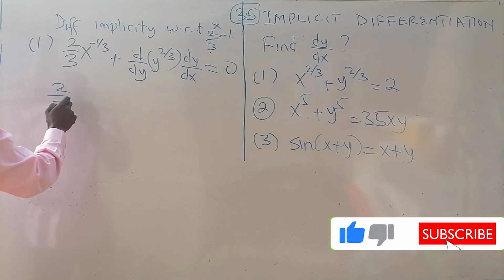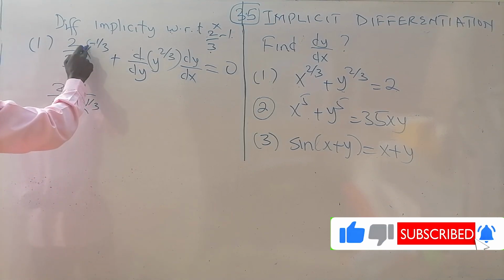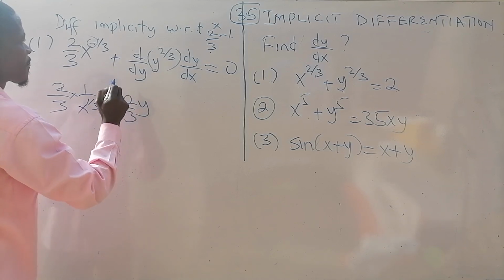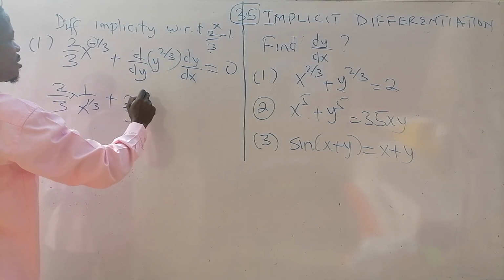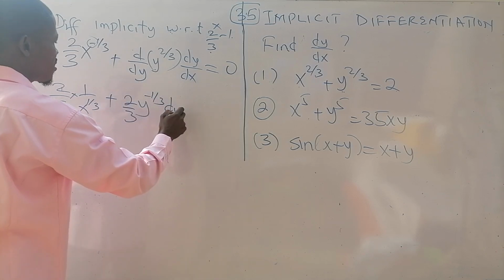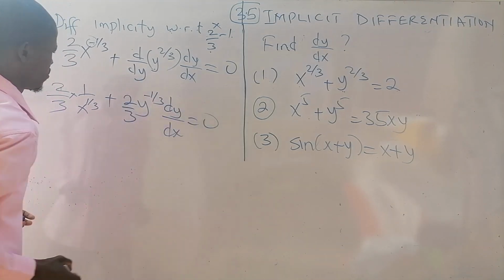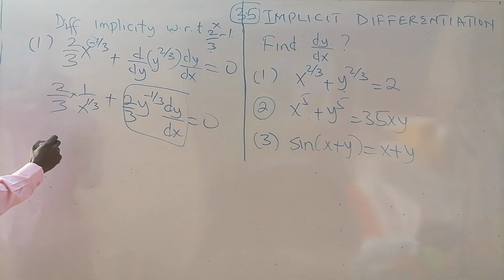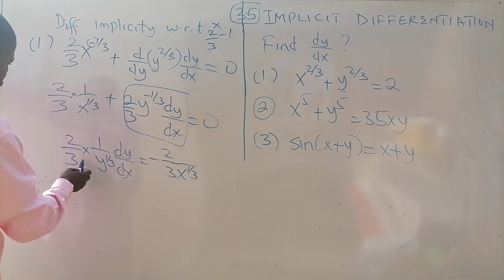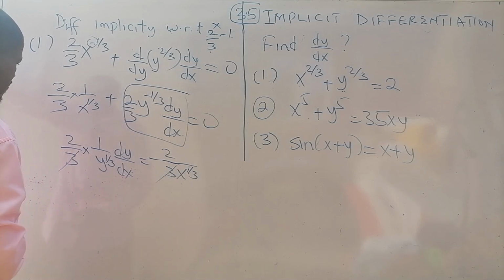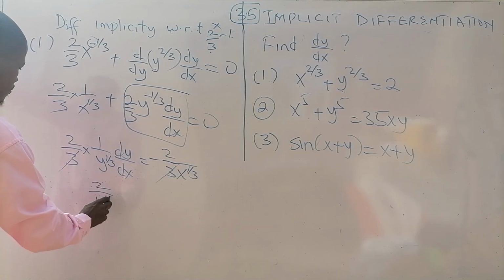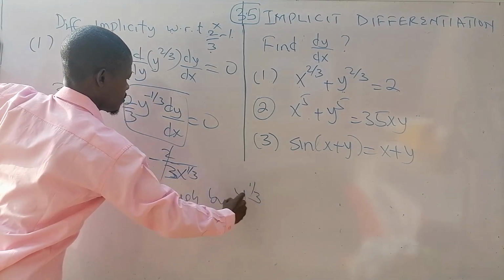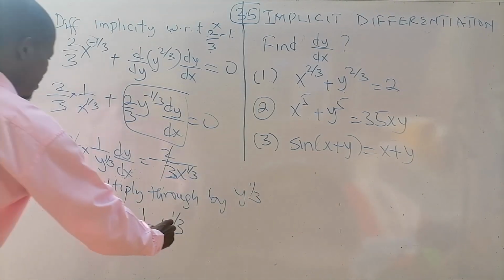So this will be equal to 2 over 3, 1 over x, and you can remove this minus here. Then this one will be plus 2 over 3 y, and then this one minus 1 over 3 dy/dx equal to 0. Then make dy/dx the subject. So we move this one to the other side. You can cancel this 3 here, and this 3 here. So we have this. This one also cancels by this. So that's the answer.